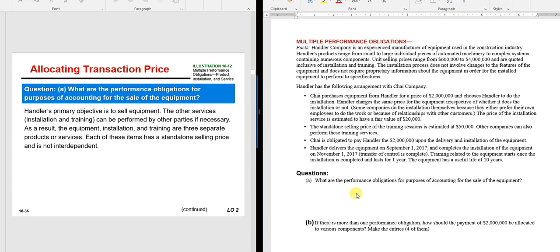The primary objective is to sell the equipment. The other services, installation and training, can be performed by other parties if necessary. Notice it says other companies can also perform these training services. As a result, the installation, equipment, and training are 3 separate products or services, and each of them has a standalone selling price and is not interdependent.